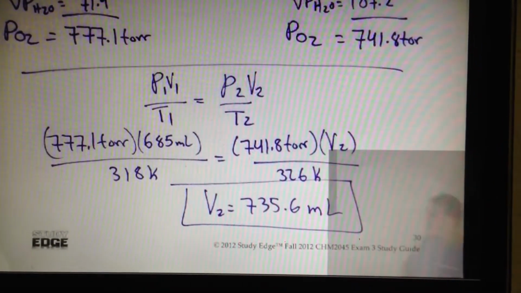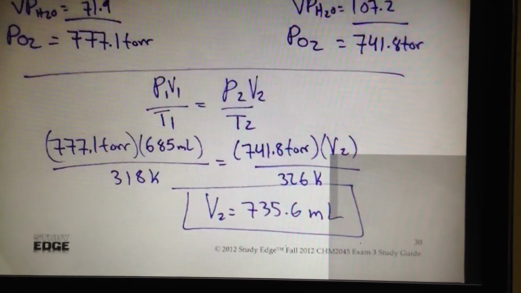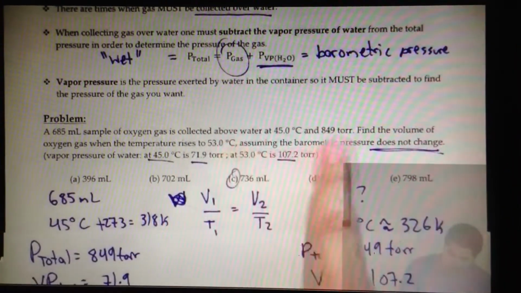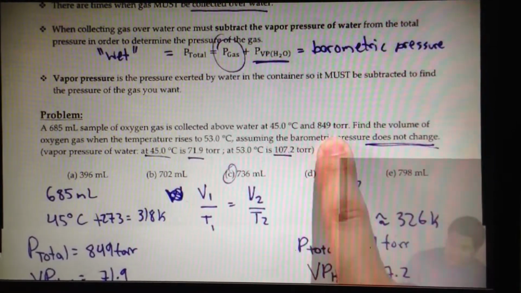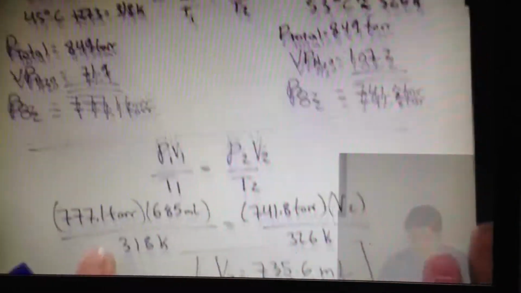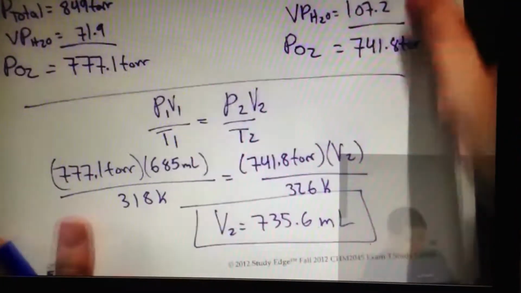Yes? How do we get the P total? The P total, you were told up here, it says it's collected over water at this temperature and that pressure. So 849 is your P total, which is the barometric pressure. All right? That's how you figure that one out.